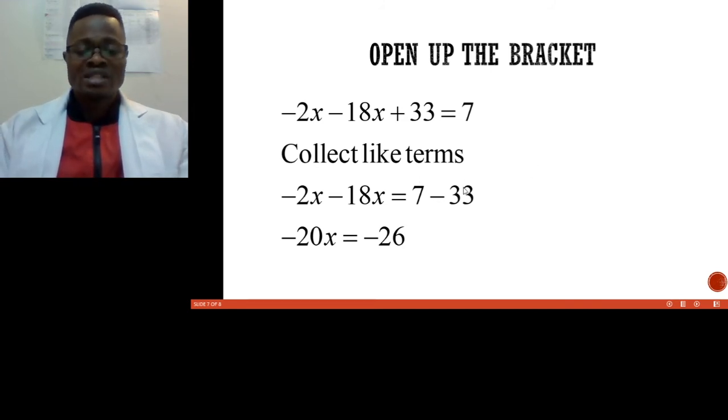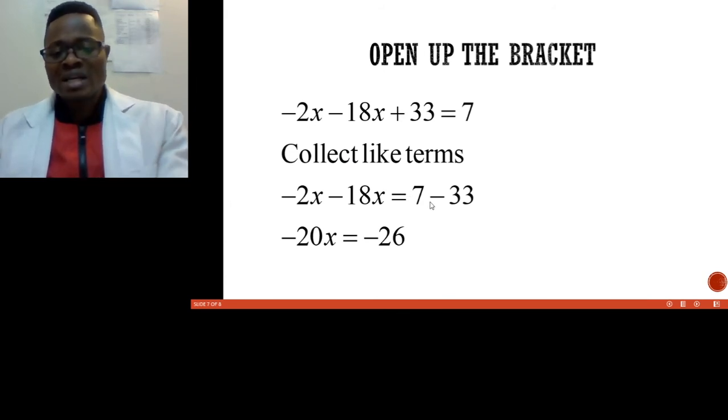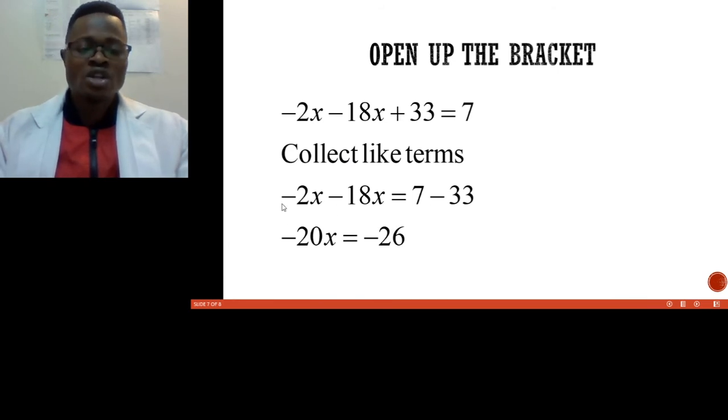I remember that last time many of my viewers said that I should go a bit slower in order to explain some basic terms. When we talk about negative 2x and negative 18x, we are simply collecting the values that have x together so that we take them to one side. So that is what we call like terms. For those who don't know the meaning of like terms, we collect them by taking those that have x, so that we end up with negative 20x equals negative 26.